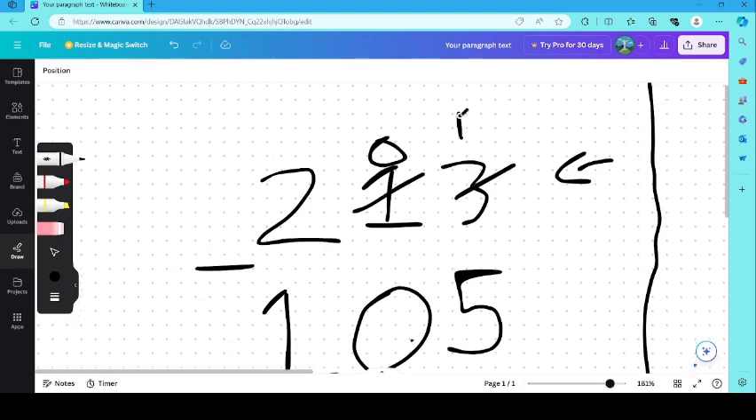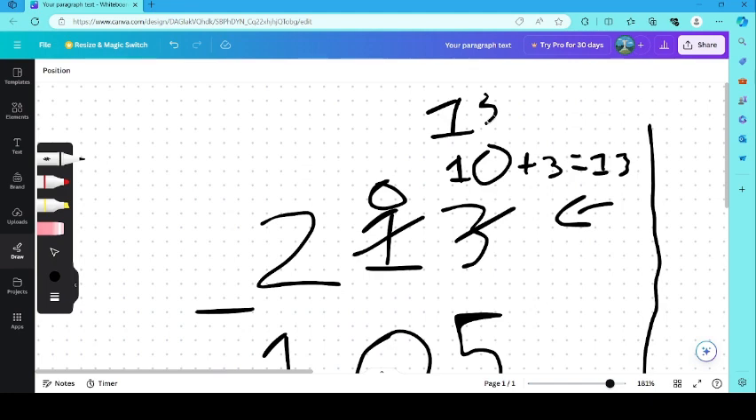So 10 plus 3 equals 13. So our answer is 13. So 13 minus 5 gives me what? 8. So that's our answer.